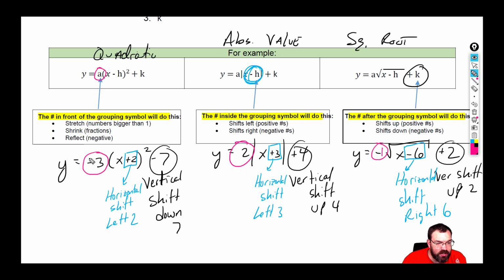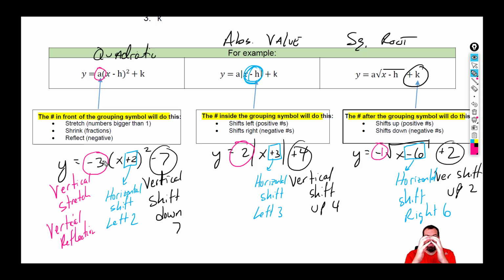So what does the a value do? This is a vertical stretch, right? Because it's bigger than 1. But then it's also a vertical reflection because it's negative. So this graph here will actually be upside down. And because it's 3, it's going to be pretty skinny. It's going to move left 2 and then down 7. That's what's going to happen to that graph.